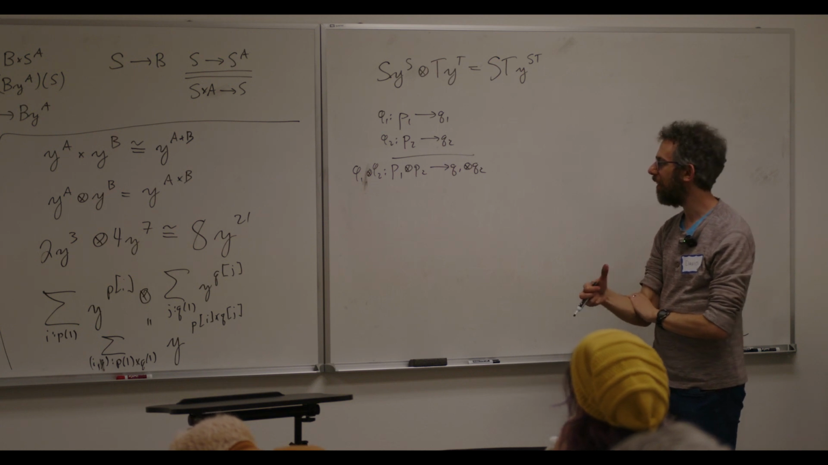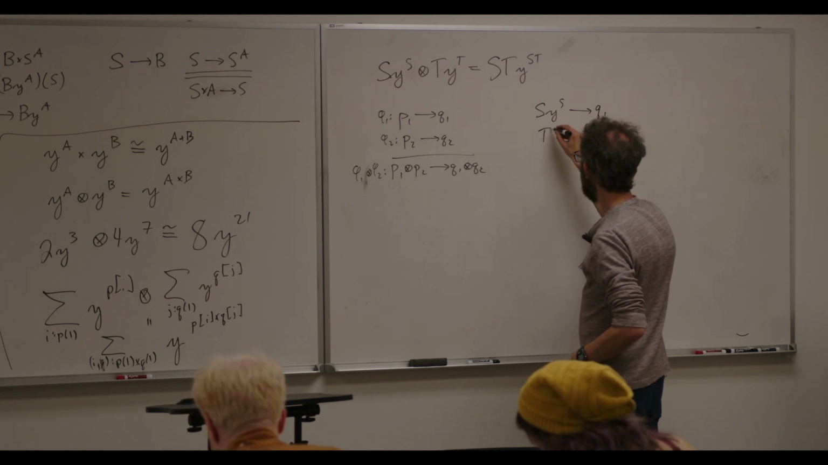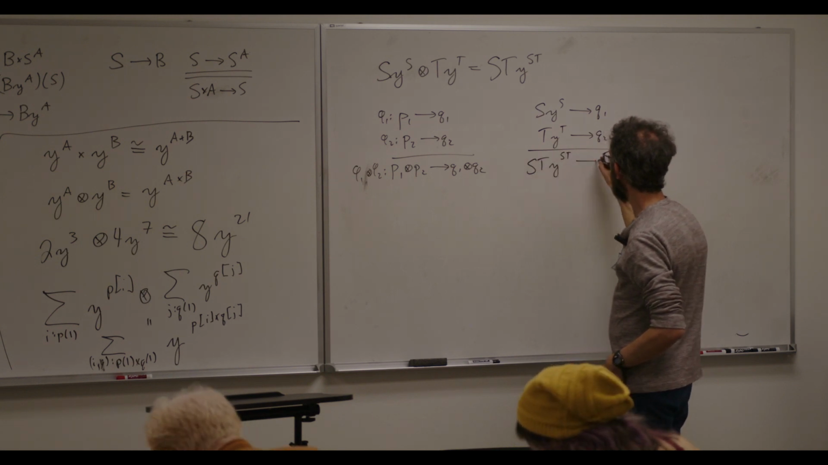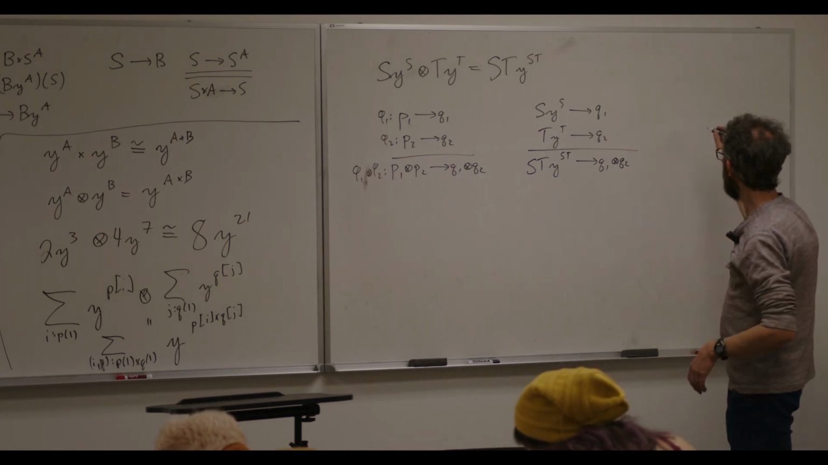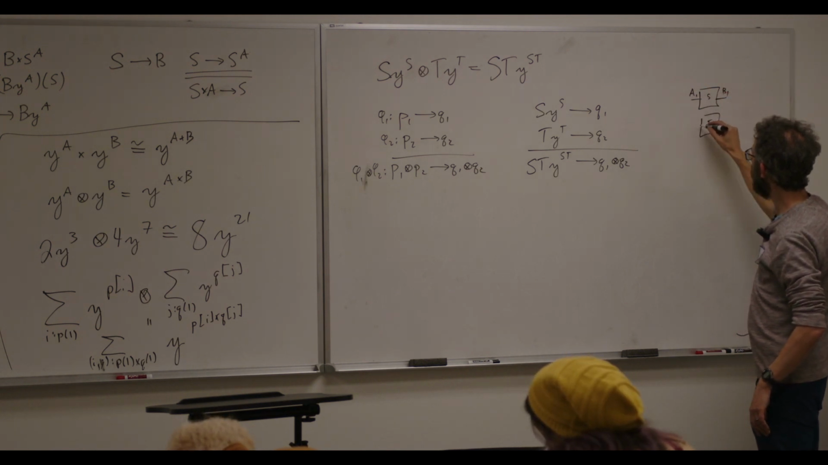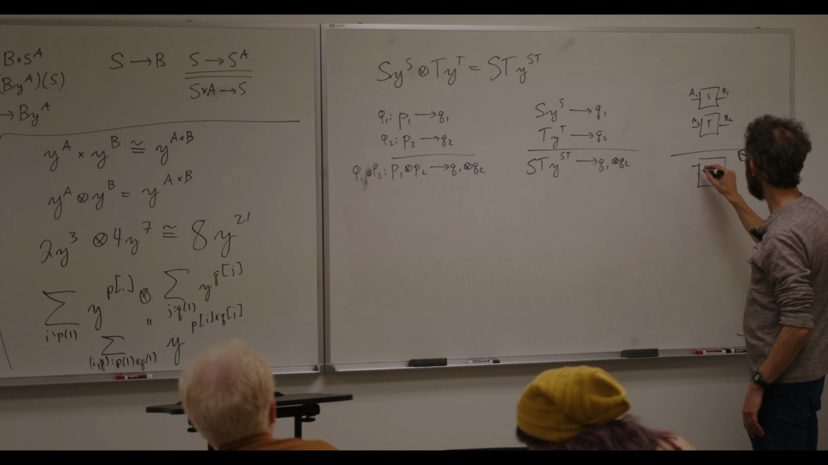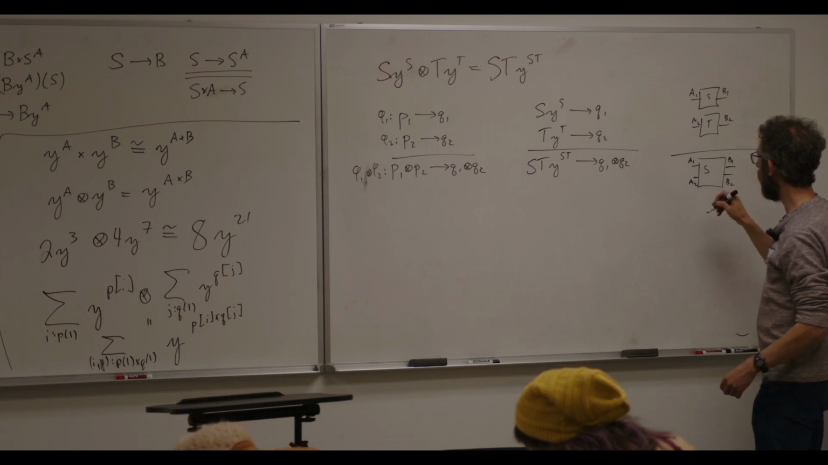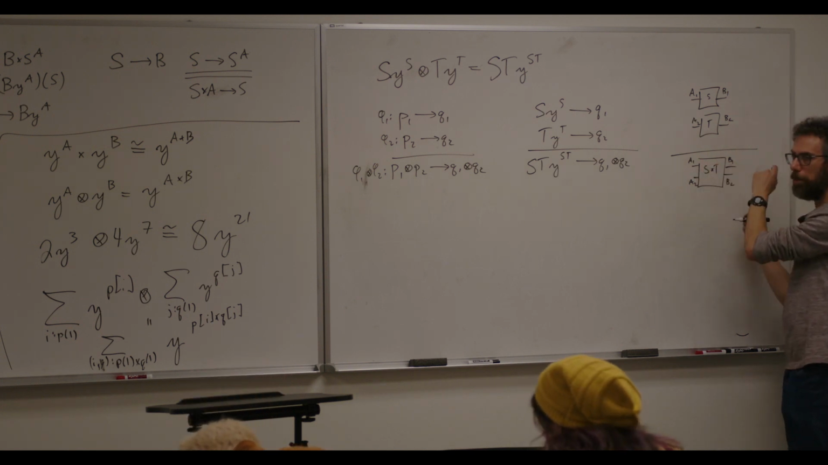Good? Okay. So if I had sy to the s to Q1 and ty to the t to Q2, then I would get sty to the st to Q1 tensor Q2. So if I had a machine turning A1s into B1s, and I had another machine turning A2s into B2s, then I could get a machine turning A1 times A2 into B1 times B2. Like a machine that took in a pair of an A1 and an A2 and gave out pairs of B1s and B2s.